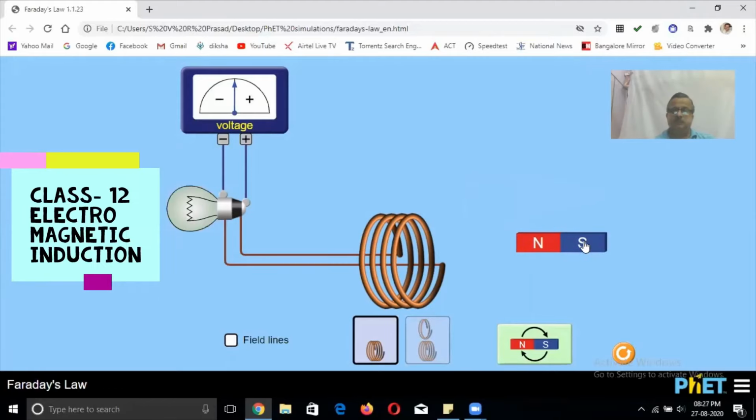Now, just by moving it towards the coil, you can see that there is a deflection in the voltmeter as well as the bulb glows. I will reverse the polarity of this, and again when I move towards this, there is deflection in the opposite direction in the voltmeter and the bulb glows.